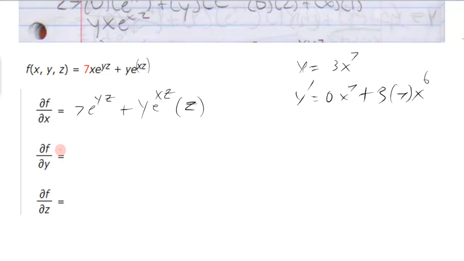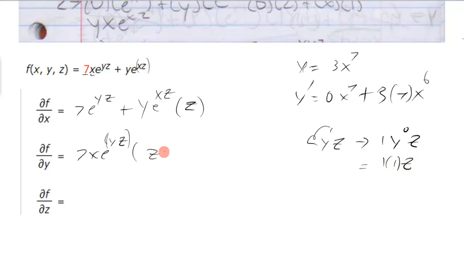y is my variable. So therefore, 7 is a constant, x is a constant, e to the whatever has a y in it. So therefore, the derivative of that would be 7x, derivative of e is e to the yz, times, now do the derivative of the exponent. What's the derivative of yz if y is my variable? Well, the y has a 1 on it, so the 1 would come out to the front, giving us 1 times y to the 0 z, which is the same thing as 1 times z, so that's just z. Okay, that's like the long way of doing it.